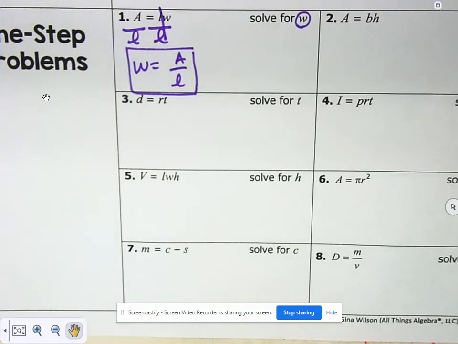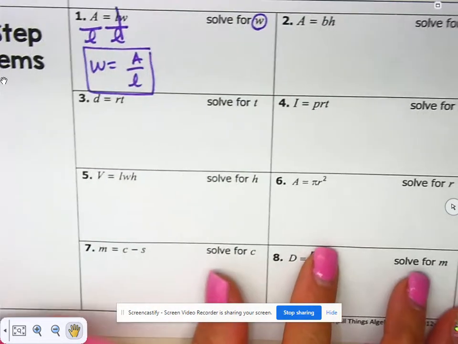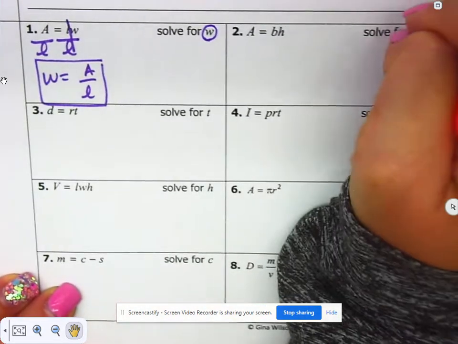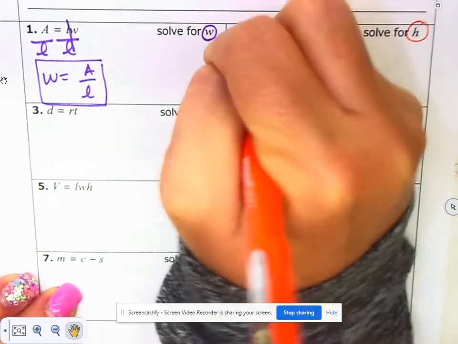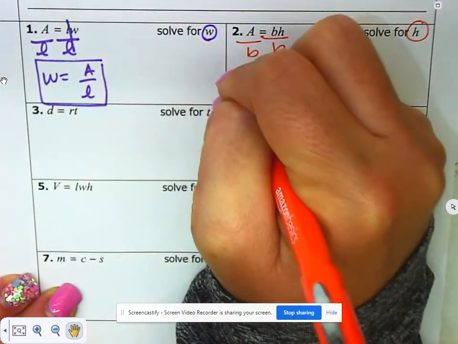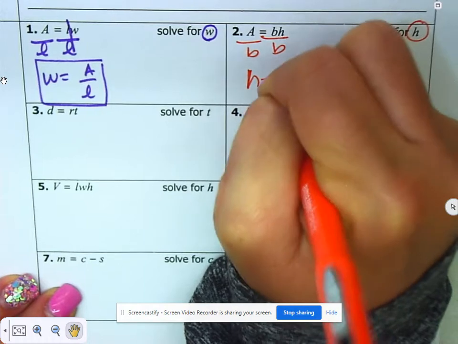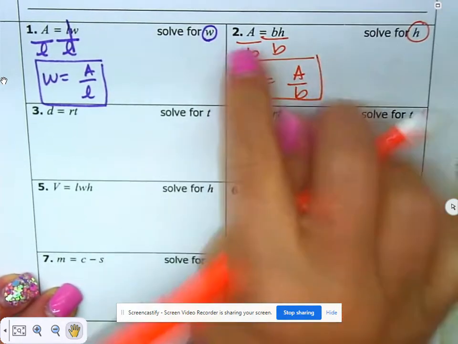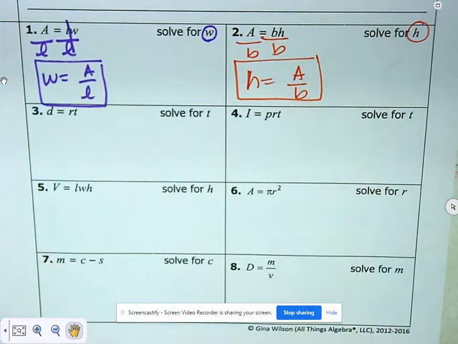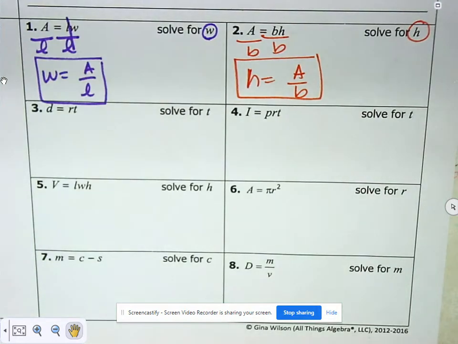All right, number 2 over here, we are solving for H. So I'm going to divide by B. So H is going to equal A divided by B. And now remember, you can leave the letter on the right-hand side. I just like to have my letter on the left.